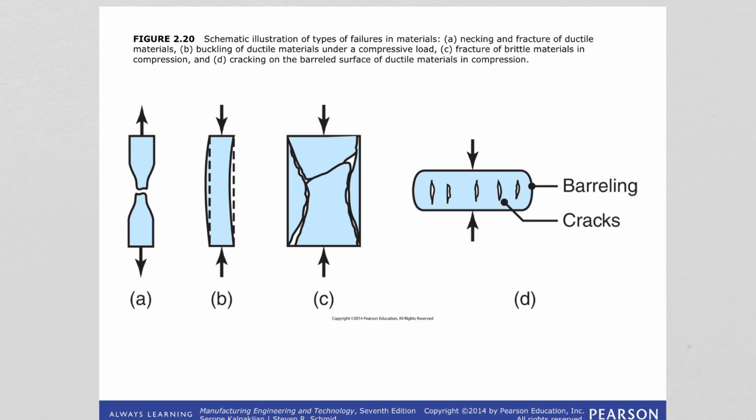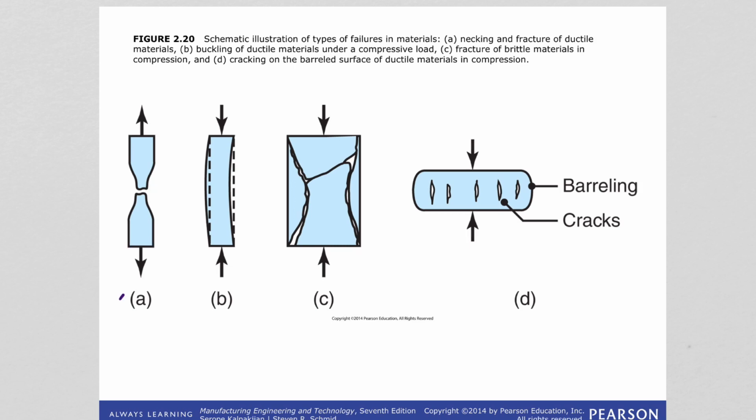So when we look at the failures in materials, there are two types of failure. One is fracture, either internal or external cracking. And fracture is also subclassified into two categories, ductile fracture or brittle fracture. And the second type of failure is buckling.